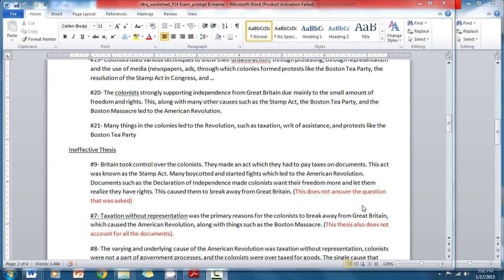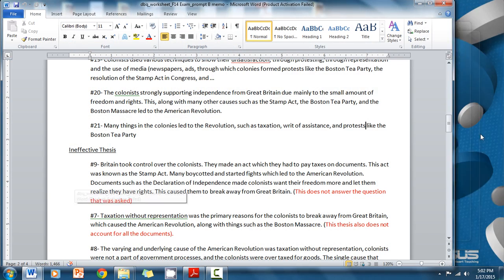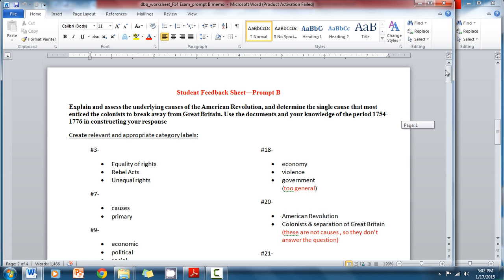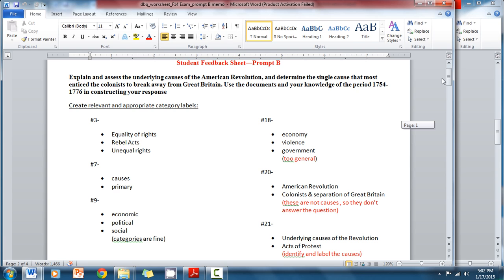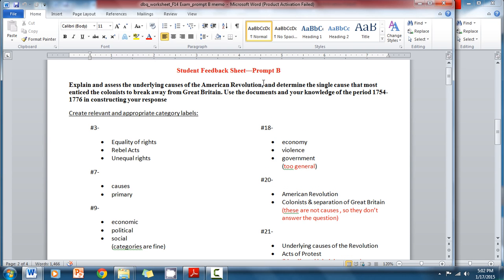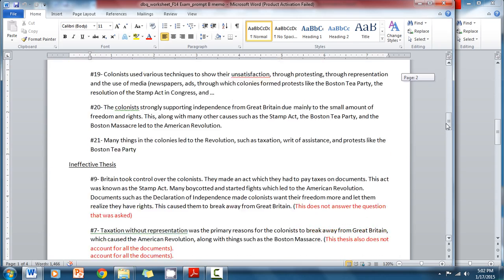Okay, we're going to continue with the student feedback for prompt B. We've already done the first half of the student feedback sheet for prompt B. This feedback sheet is a little more extensive just because this prompt was a little harder. You had to create your own categories. They weren't hinted or referenced in the prompt, and so a few students tripped up a bit on this one.